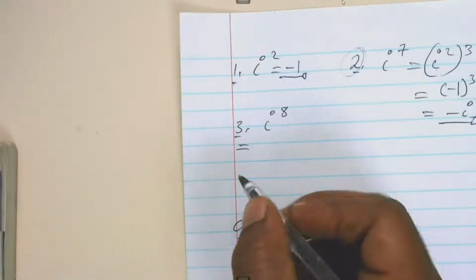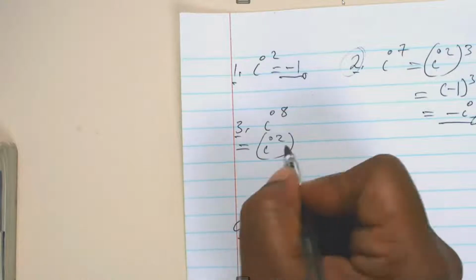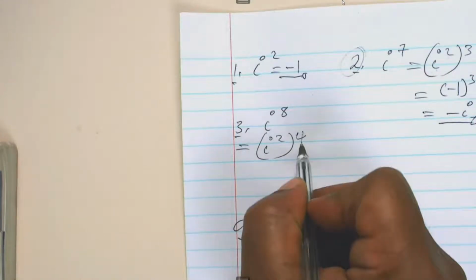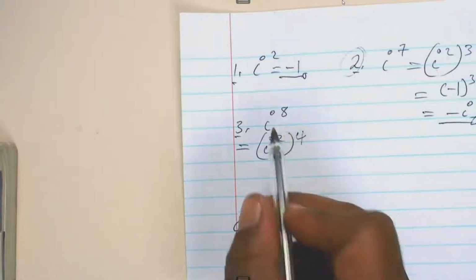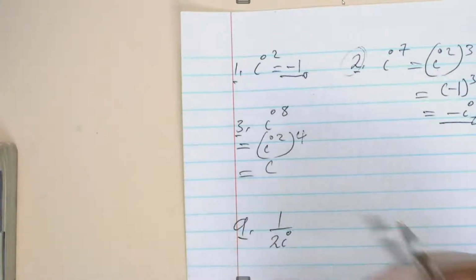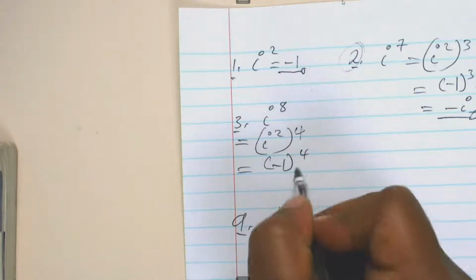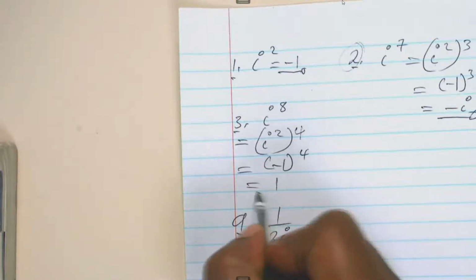And then if you look at i to the exponent of 8, this one also we need to expand to say this is the same as i squared, and then we need 4, because 2 multiplied by 4 is 8. And then we substitute the value of i squared. We said i squared is equal to negative 1, all to the power of 4, and the answer will be 1, which is positive 1.